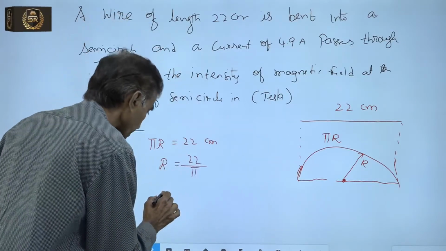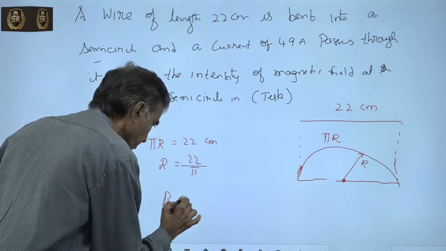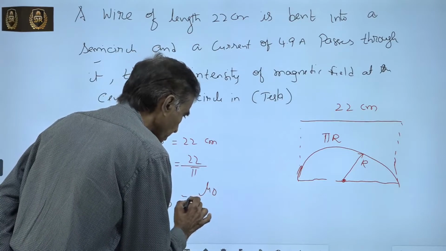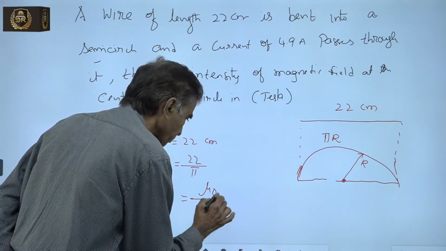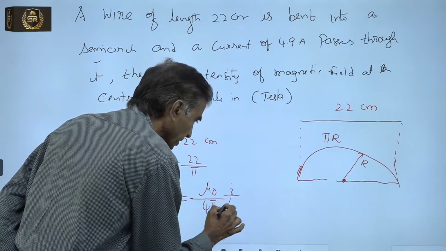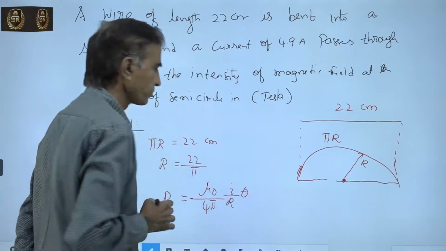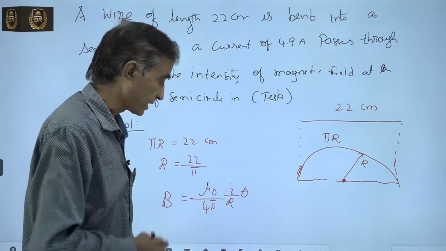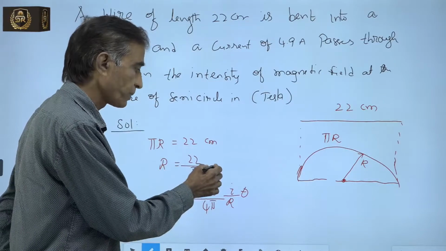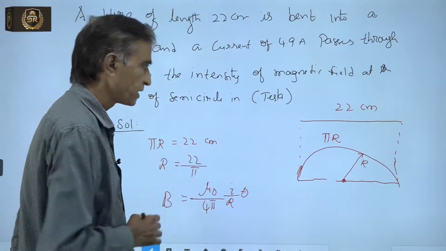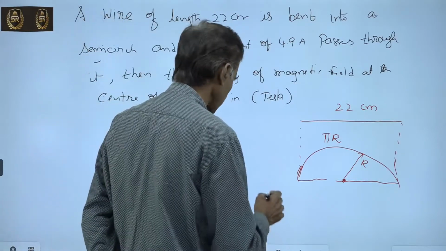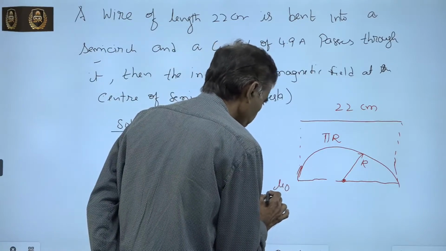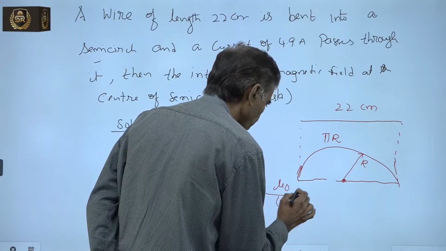So what is our formula now? You can take the standard form: mu naught by 4 pi into I by r into theta. Suppose you don't remember the formula instantaneously, then you can take the general formula also: mu naught by 4 pi into I by r into theta. Theta is how much for a semicircle? It is equal to pi. Therefore mu naught by 4 pi into I.